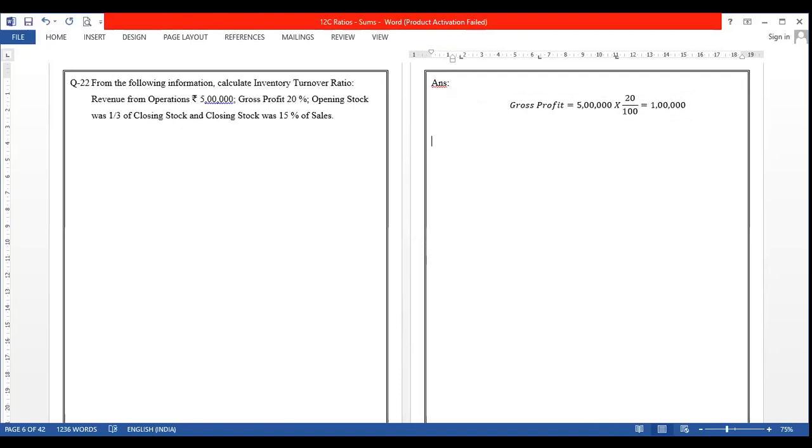So this will be rupees 1 lakh. Fine. After this gross profit, now what? Sir, we will calculate cost of revenue from operations. Okay, cost of revenue from operations.